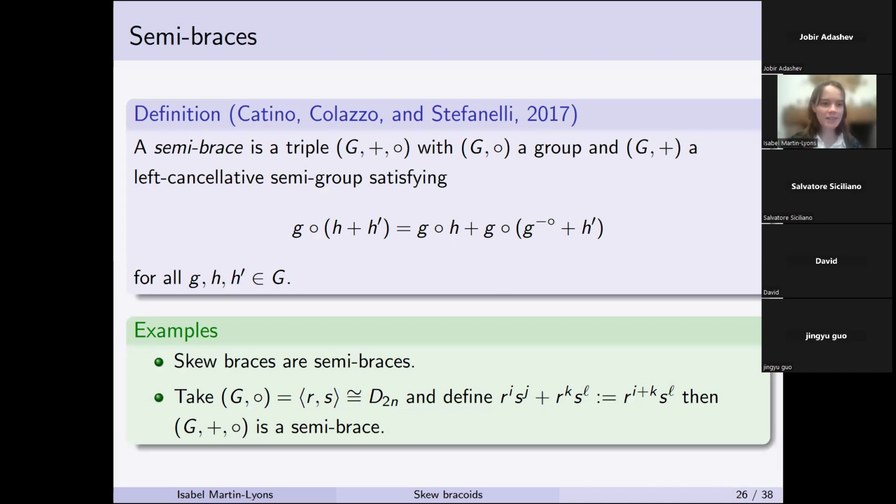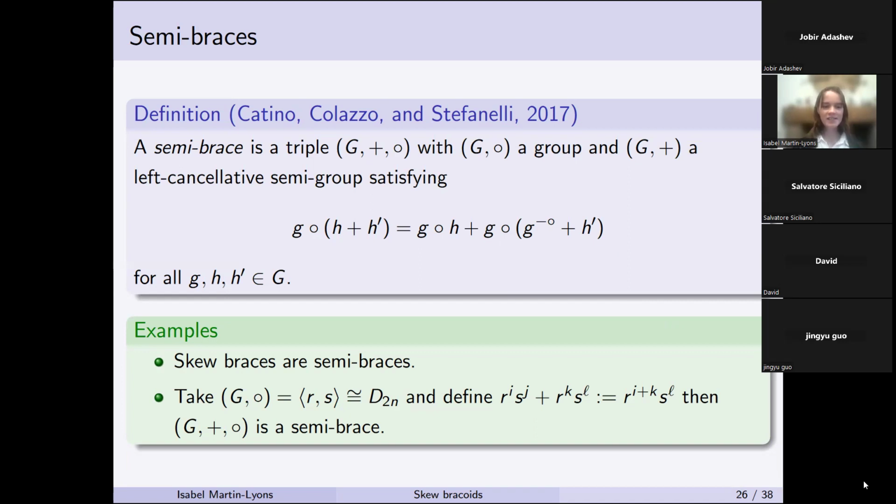But what is a semi-brace? A semi-brace is a triple G with plus and circle, where G with circle is a group, and G with plus is not quite a group. It's a left-cancellative semigroup. And we want these two to interact like this: G circle (H plus H prime) equals G circle H, plus G circle G inverted with respect to circle, plus H prime. Okay, so some examples.